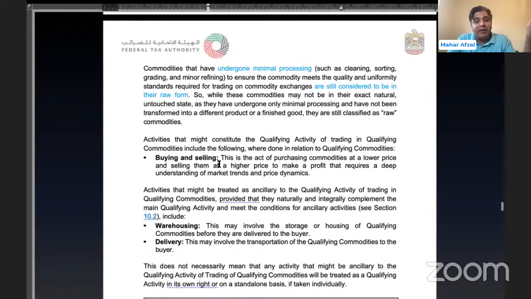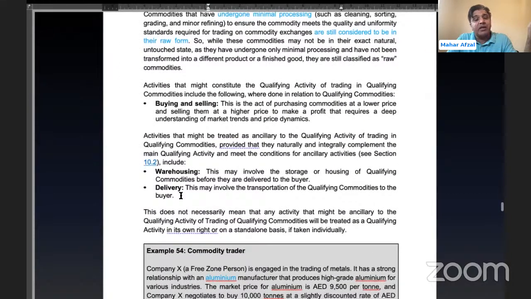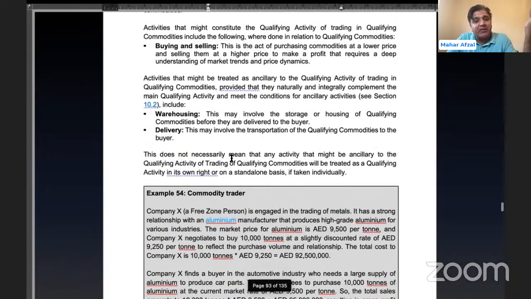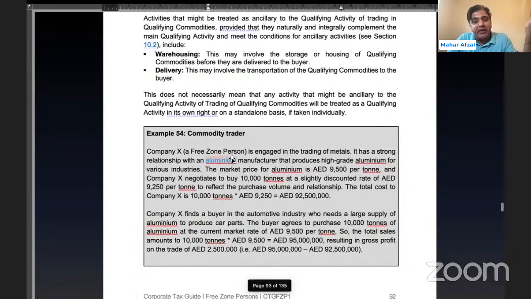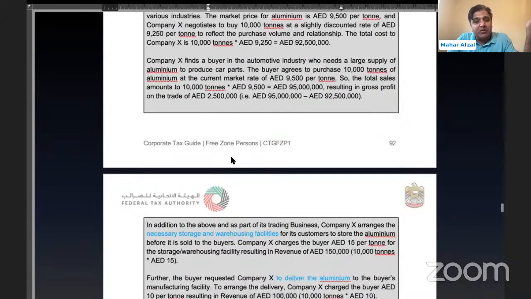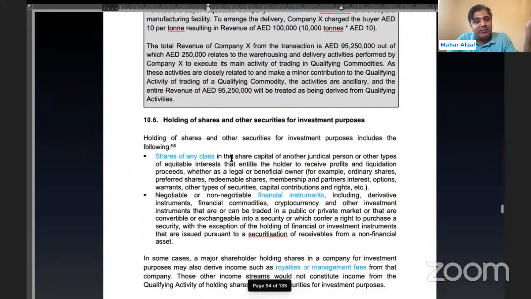The qualifying activity, buying and selling, ancillary activities, warehousing and delivery. If this is compulsory, then this will be considered as an ancillary activity. All these activities will be considered a qualifying activity, and it will generate 0% qualifying income provided all other conditions are being met.